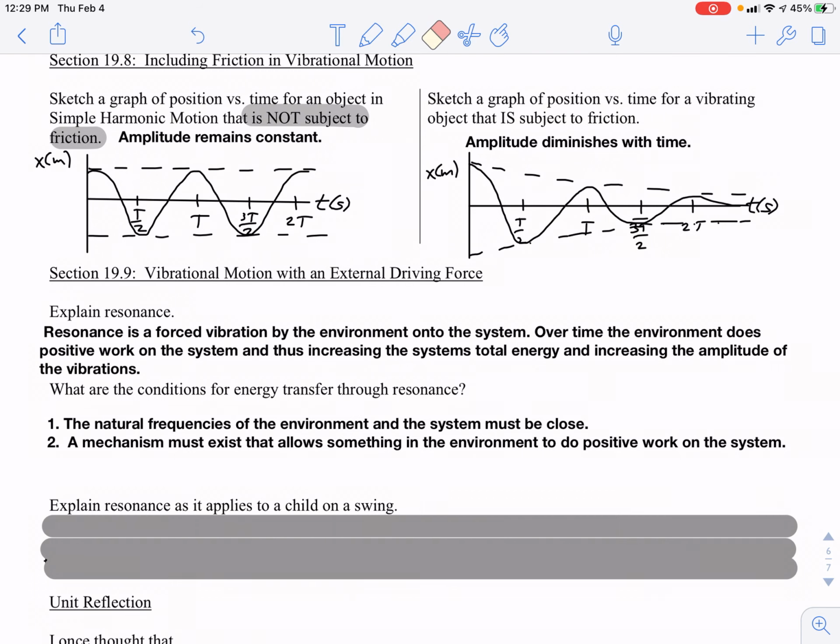The conditions necessary for resonance would be the natural frequencies of the environment and the system. They have to be close, if not matching. And there must be some mechanism that exists that allows something in the environment to do positive work on the system. Let's give you an example.